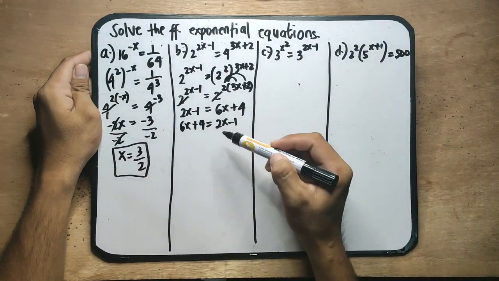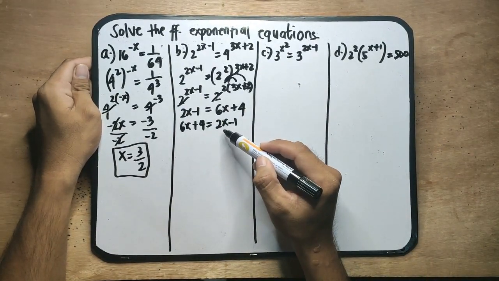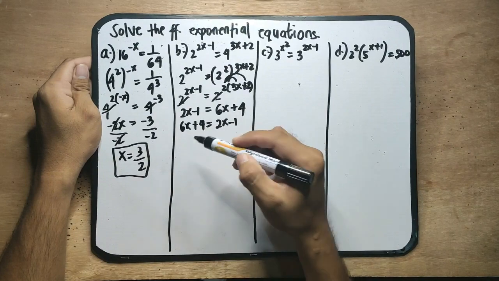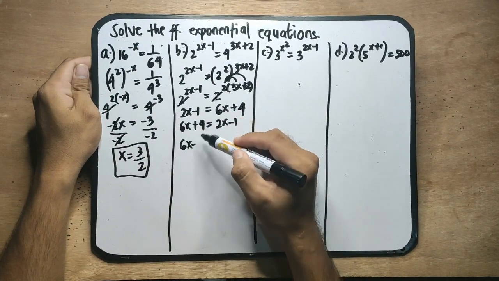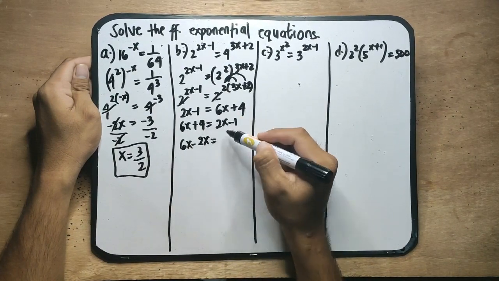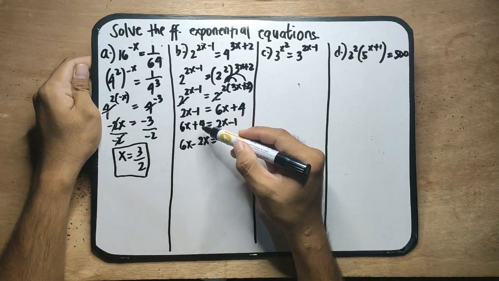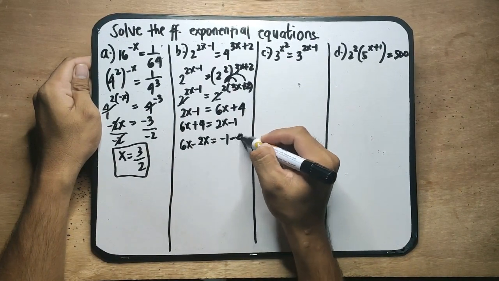So, transposing positive 2x to the left, it will become negative 2x. And we bring down negative 1. Transposing positive 4 to the right, it will become negative 4.